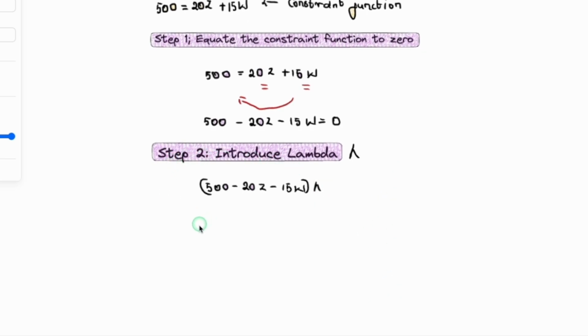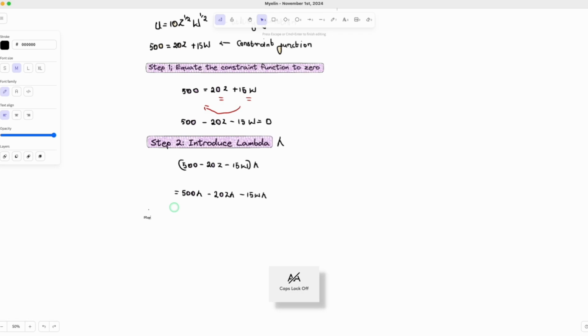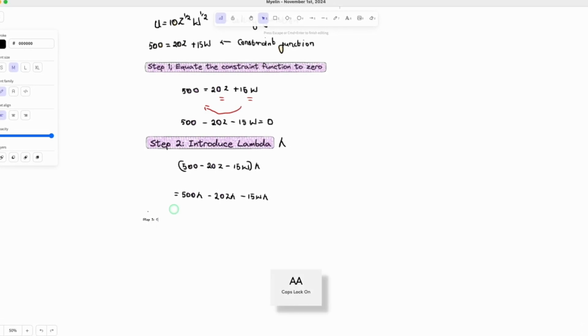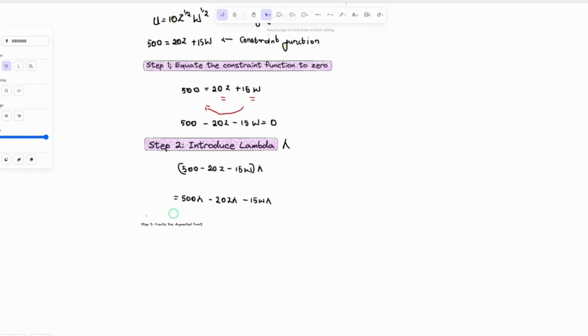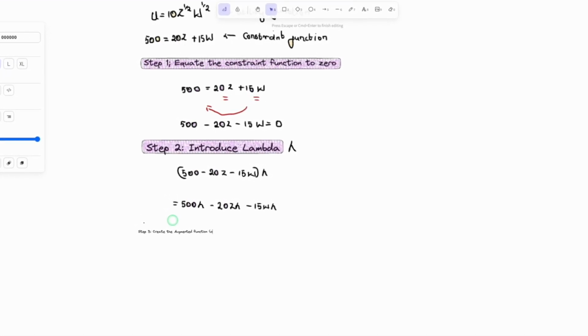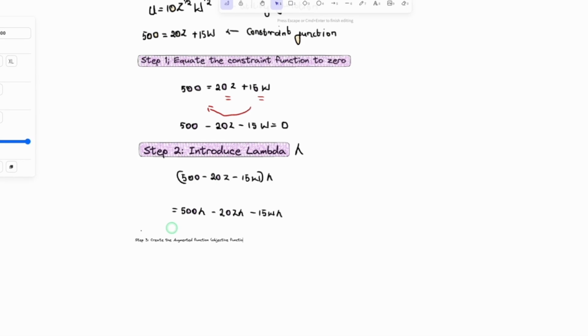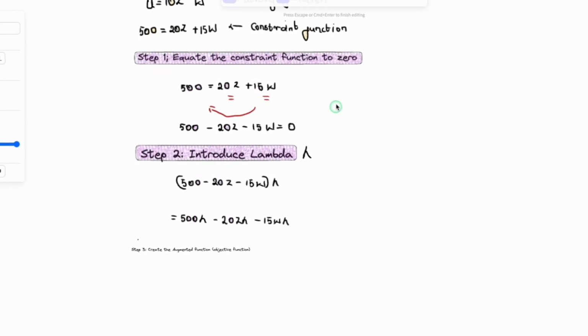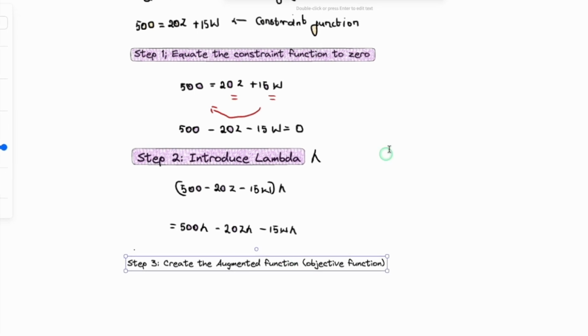So when we open up the brackets, what does that become? We will have 500 lambda minus 20Z lambda minus 15W lambda. So that's our next step. We have introduced lambda into the equation. We're going to go to our third step, step 3. We're going to create the augmented function. In other situations, this can also be described as the objective function, but I prefer to call it the augmented function.